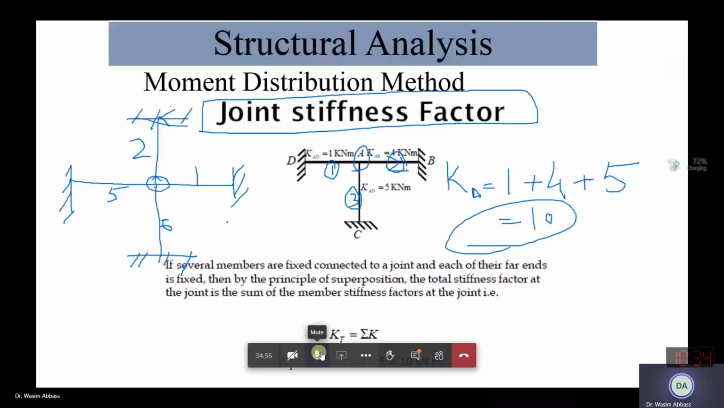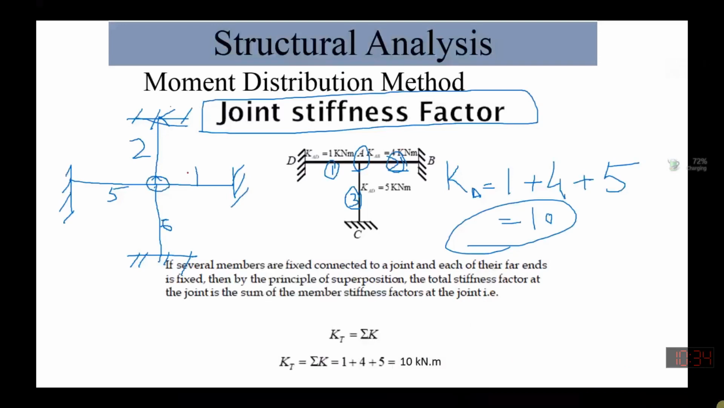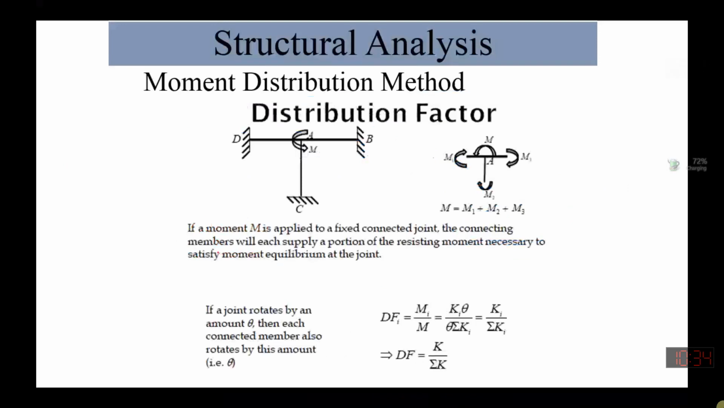14. 14. So we'll sum them up. We'll add all the values. 6 plus 5 plus 2 plus 1. So the joint stiffness factor for this particular joint, K value, is equals to 14. So this is very simple if we want to calculate it. We have a number of members connected to that particular joint. Whatever is the stiffness of each member, we will sum them up, and that will be the total joint stiffness factor. Then comes distribution factor.